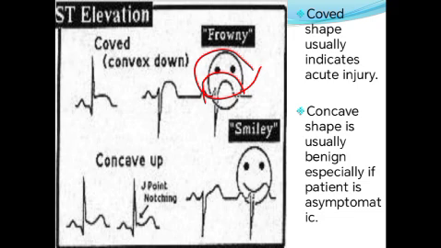It's usually benign, especially if the patient is asymptomatic. It would be a normal variant, the concave ST elevation here. This is the J point here. The convex one is convex down, and the concave is concave up. That is a cuff. So when we find it's convex down, it usually indicates an injury.